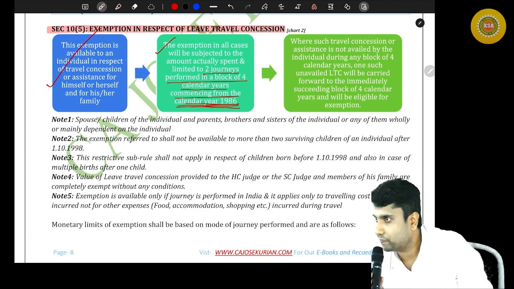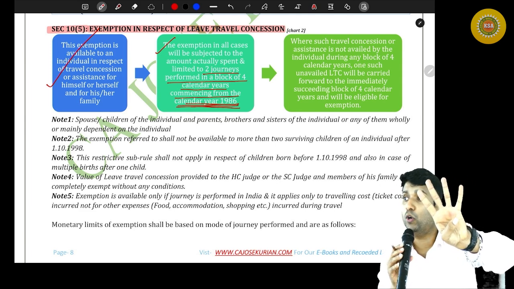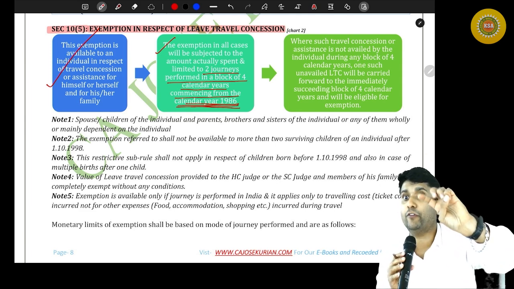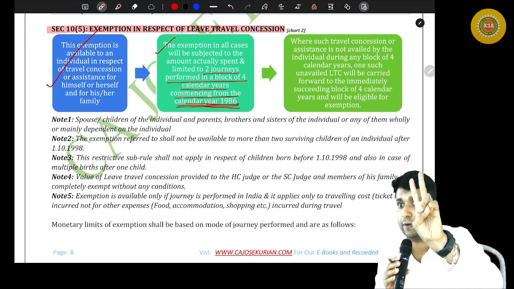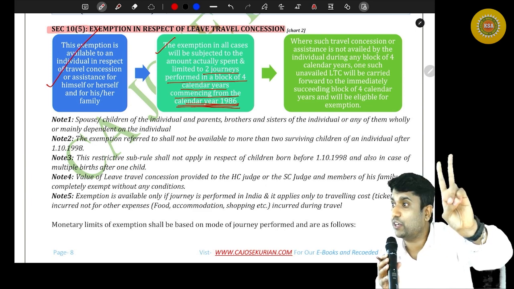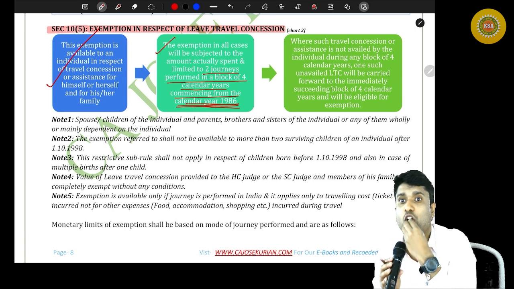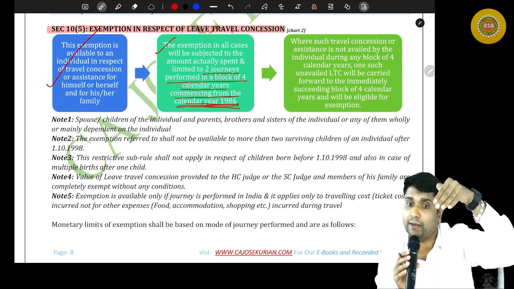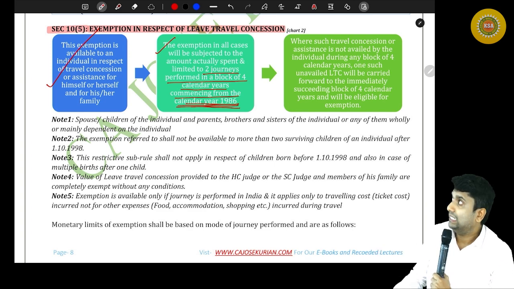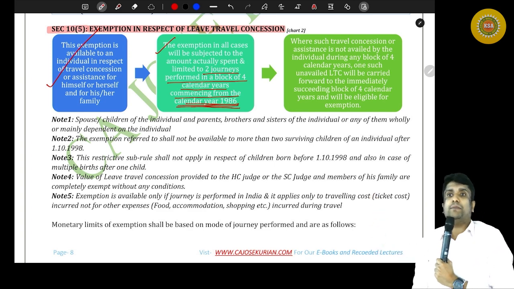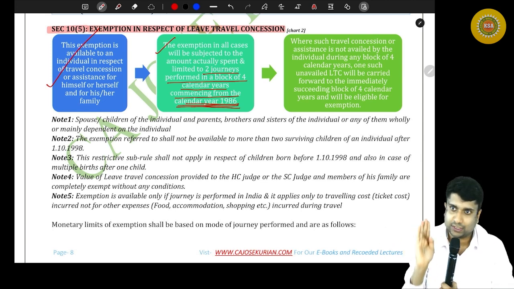In a block of 4 calendar years, you can perform up to how many journeys? 2 journeys. If you perform 3 journeys, all the costs related to that 3rd journey shall be fully taxable. If you are performing 2 journeys, all the costs are not exempted. Only the traveling cost you can claim as an exemption. Food, accommodation and other expenses reimbursed by the employer shall be fully taxable. This section 10(5) exemption is eligible only for what cost? Traveling costs, that too within India, not for the other associated costs.